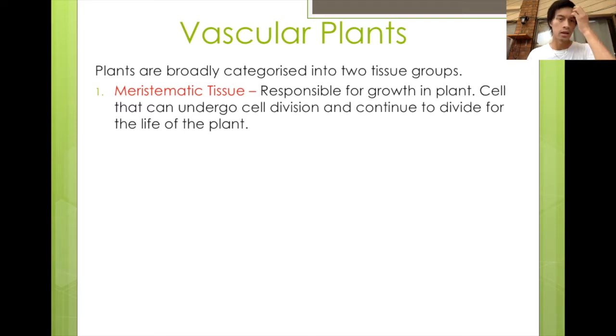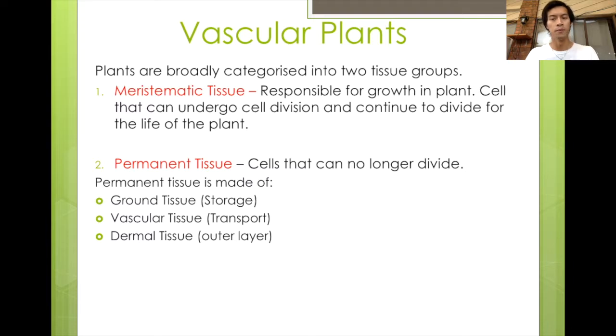Not all plants have the same kind of cells all over the place, but some tissue is involved in one area of development in the plant, and the other is involved in a different area. The first one is what we call the meristematic tissue, the part of the plant that grows. It is responsible for growth in the plant, and the cells can undergo division and continue to divide for the life of the plant. They are the part of the plant that is continually growing, and what actually happens is the meristematic tissue then dies and becomes permanent tissue, cells that can no longer divide, and they're used for other purposes.